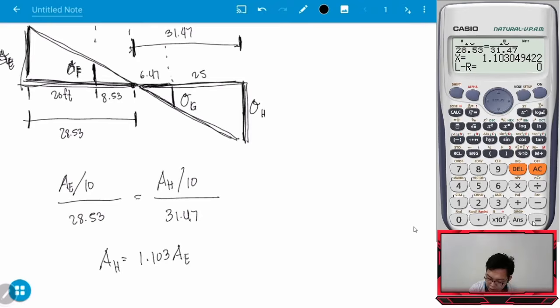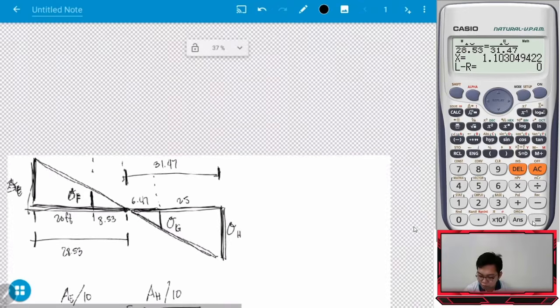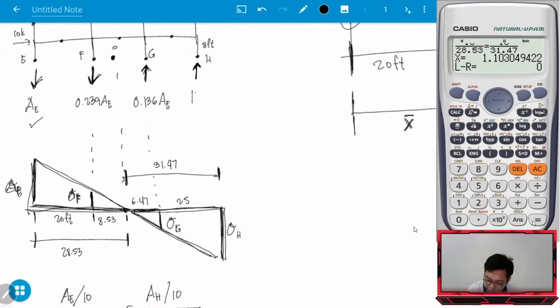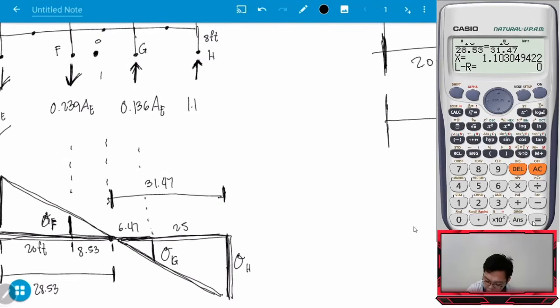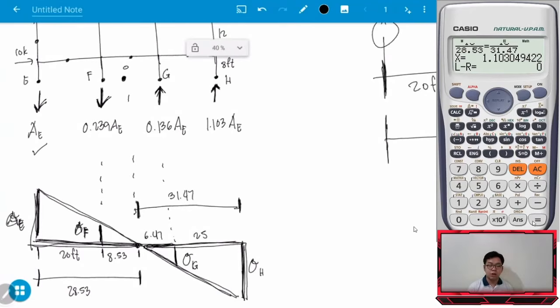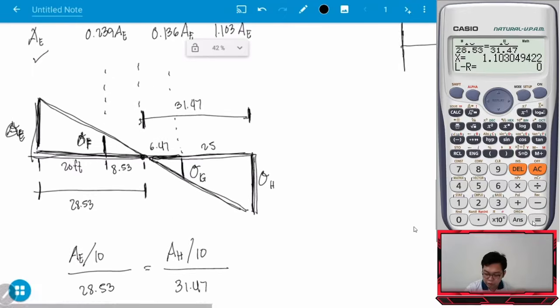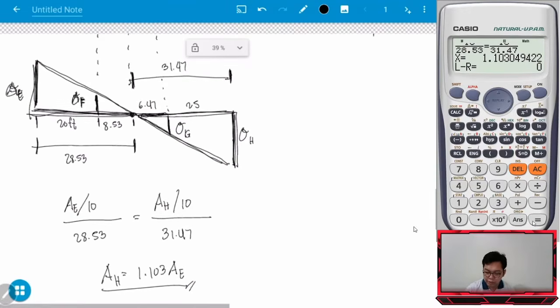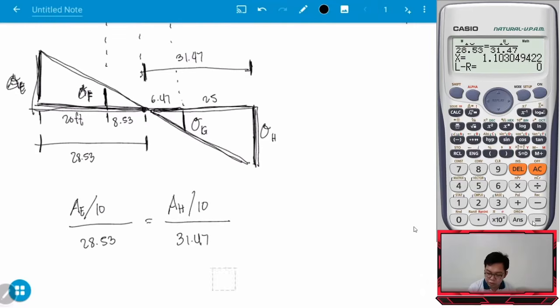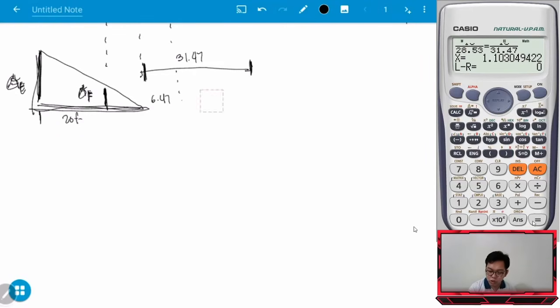AE. Okay? So this will be 1.103 AE. Okay? So ito na 'yun. So yan na yung relationship ng mga axial forces natin dyan. So anyway guys, buburahin ko muna to. Meron kayong pause na lang yung video siguro para makita niyo yung solution. But buburahin ko muna to para sa next natin na solution.